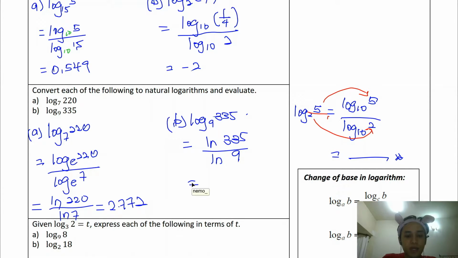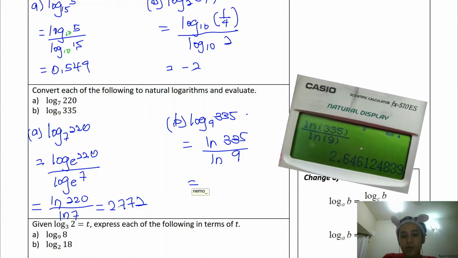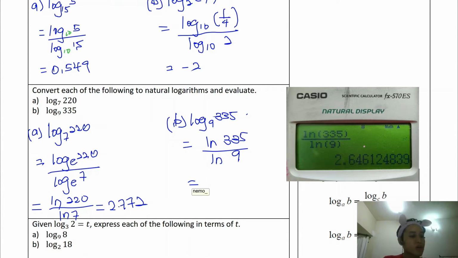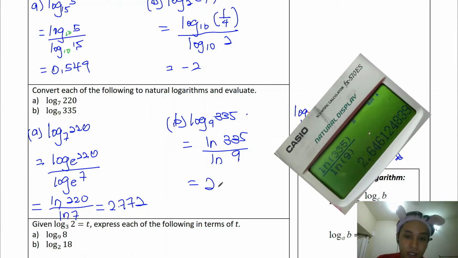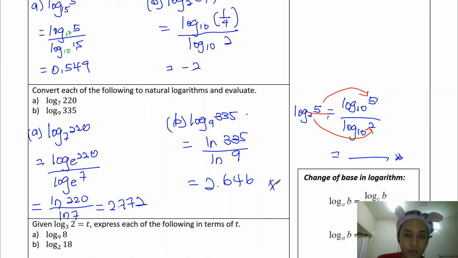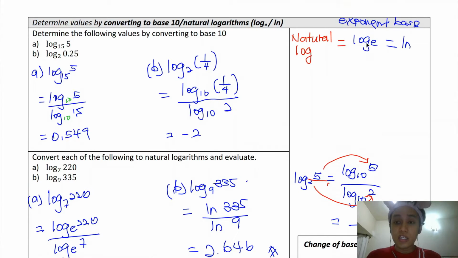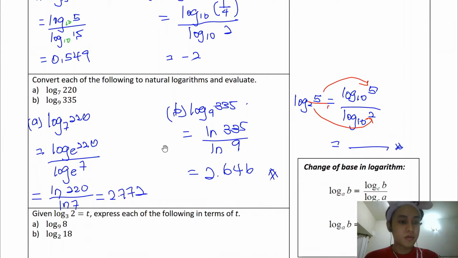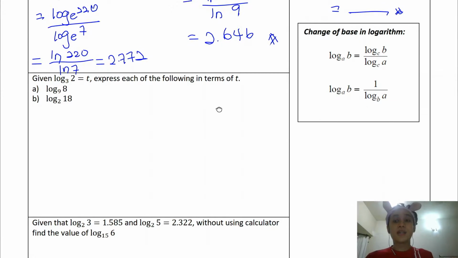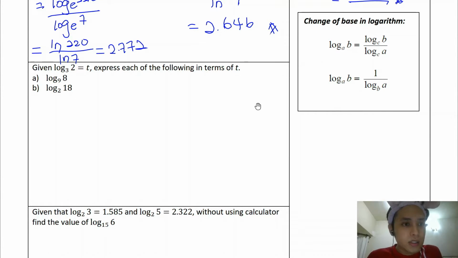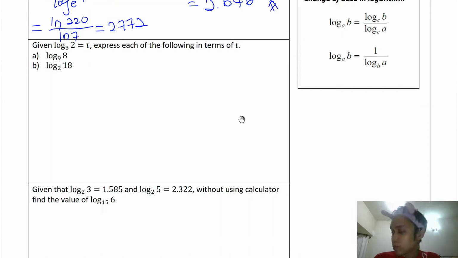Basically you just punch your calculator. Make sure you punch correctly, please. There are a lot of you who punch the wrong number. So the answer is 2.646. Hopefully I calculated correctly. So that is natural log. Technically, log e is also equivalent to ln. Next, I'm going to show you some typical questions that they normally use when involving the change of base.